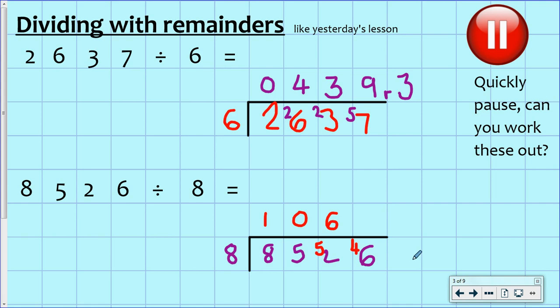So let's count up in our 8s again. 8, 16, 24, 32, 40. My next number would be 48, which is too many. So I can get 5 lots of 8, which is 40, which means I've still got a remainder of 6. Okay, so that's just like yesterday, and those are the bronze questions today.